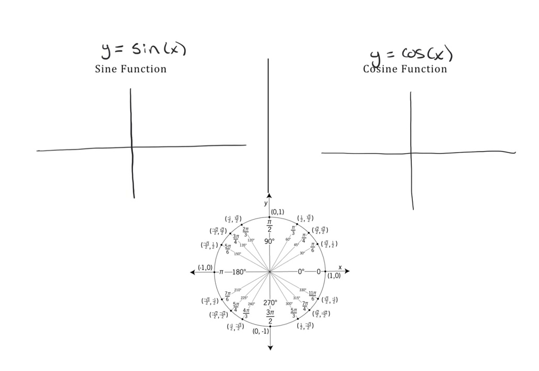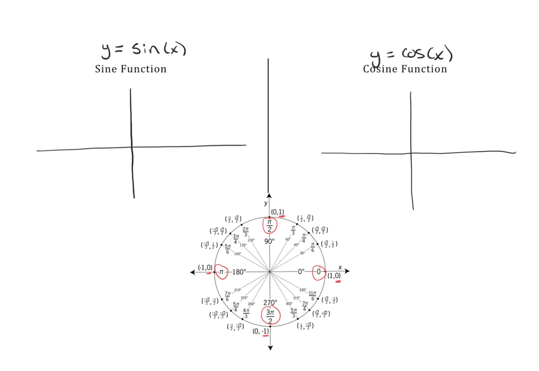The points on the graphs are essentially coming from the unit circle, where the x values are going to be the radians, and then the y value on the function comes from the point that corresponds to the radian. So first with sine, it's that y value on the unit circle.